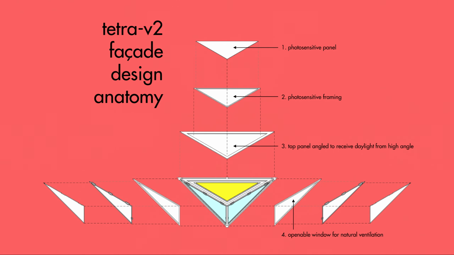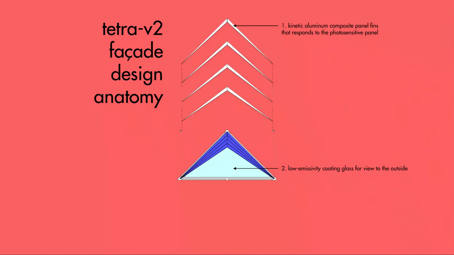Also, it will have openable window for natural ventilation as a strategy to avoid overheating and the usage of air conditioning in a space. And the top part of Tetra V2 will have the kinetic responsive fins that will respond to the daylight level based on the data that the photosensitive panel receives. Also, low E coating glass panel is used for the window of the top part.